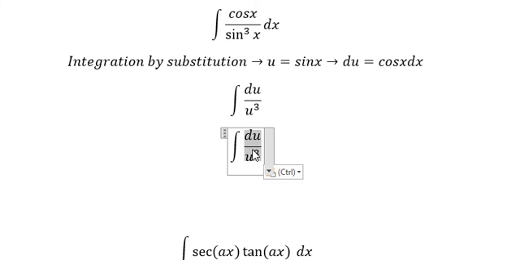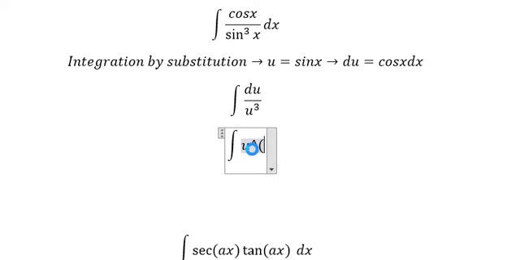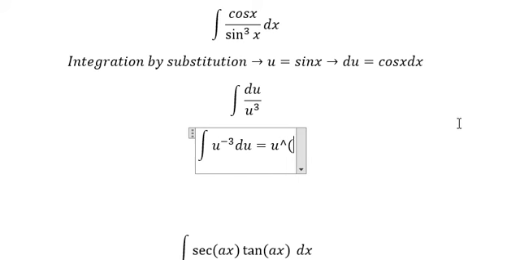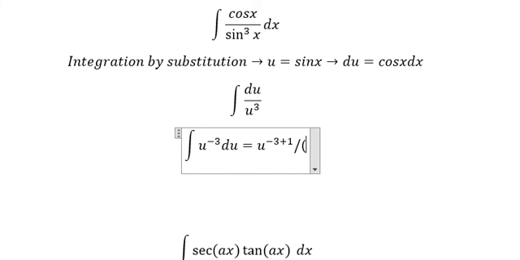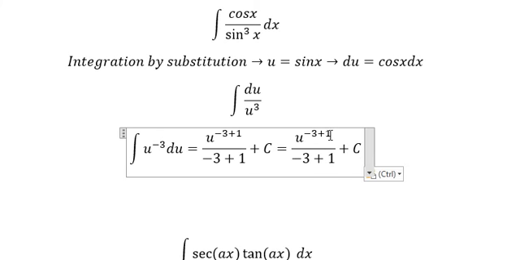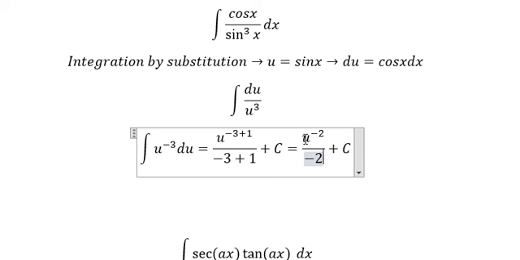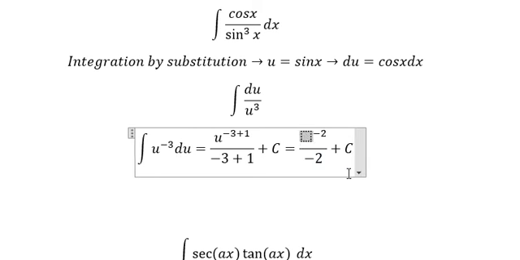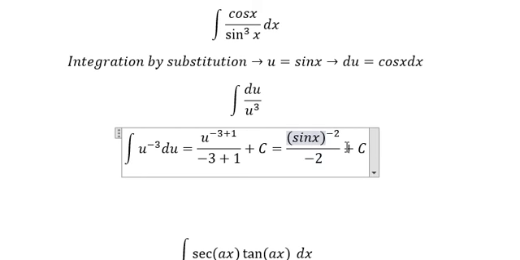About this one we can write into u to the power of negative number 3 du. The integration of this one, you got u to the power of negative number 3 plus 1 over negative number 3 plus 1, and we put c. About u, about this one we got negative number 2. About u, that's about sine s. And this is the final answer.